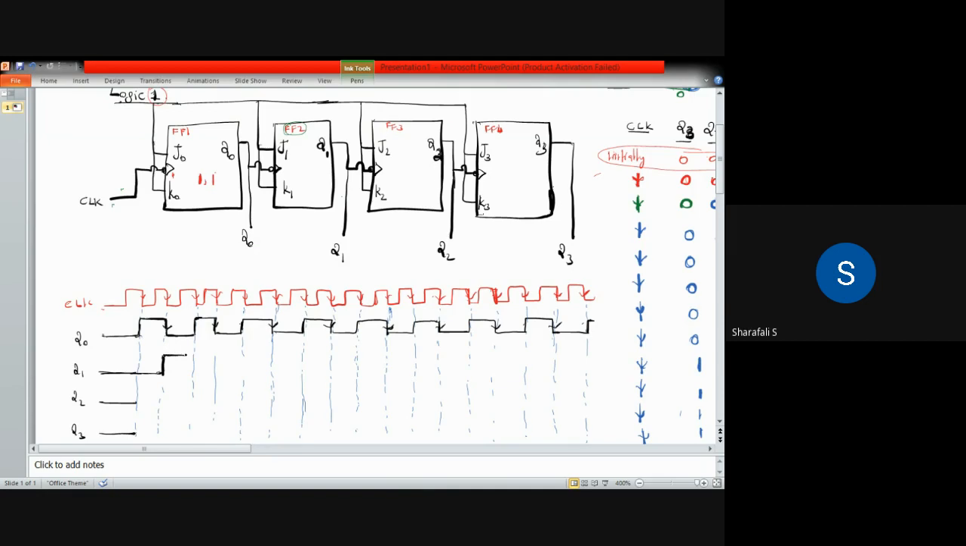So it will go to 1 and retain the same state until the next negative edge of the Q0 value, and it will come back to 0 and again go to 1. It retains this same state until the next negative edge of the Q0 value. So this process continues. So this will be the state variation. You can say this is your state diagram.